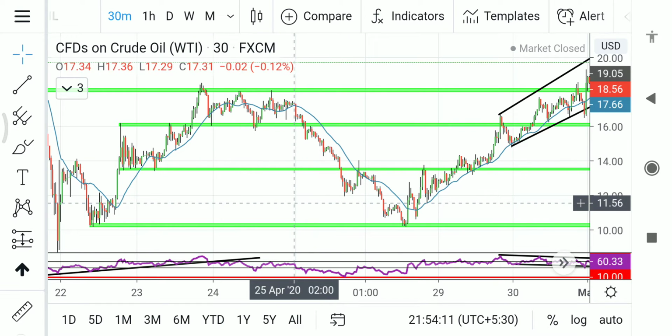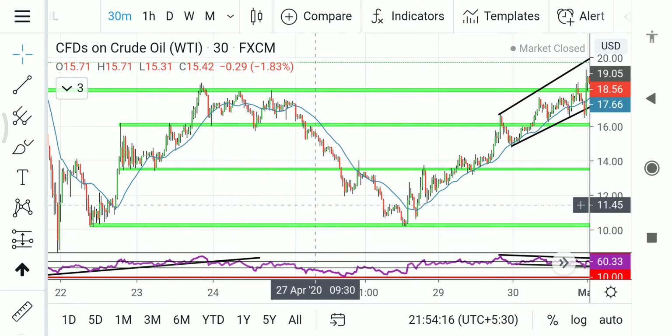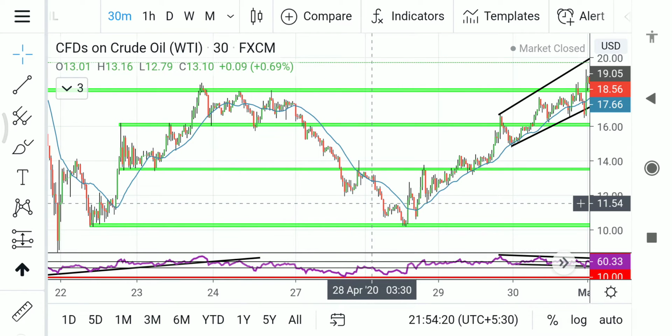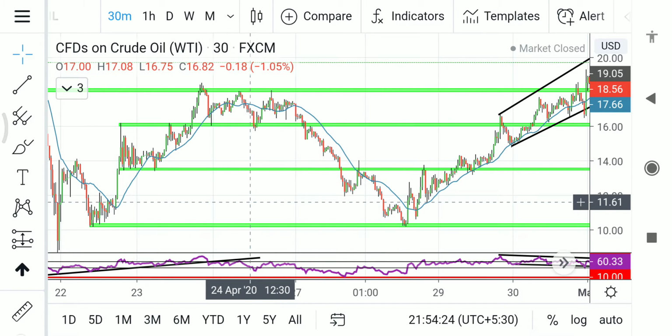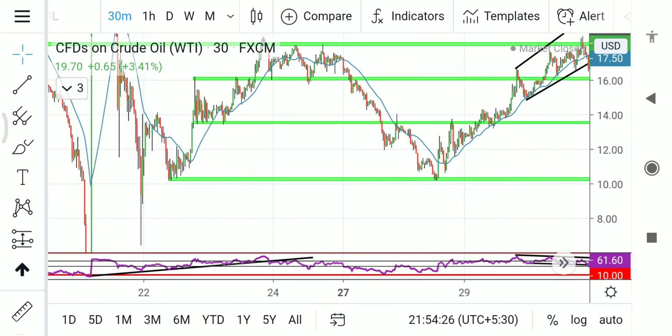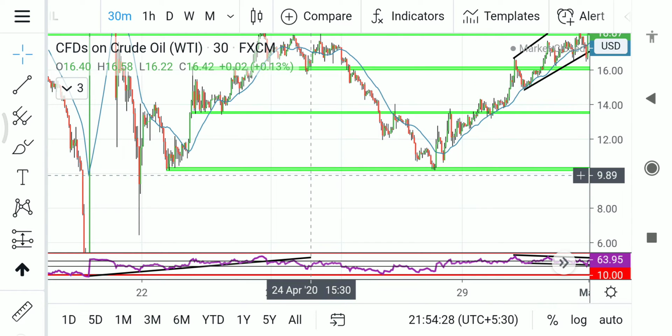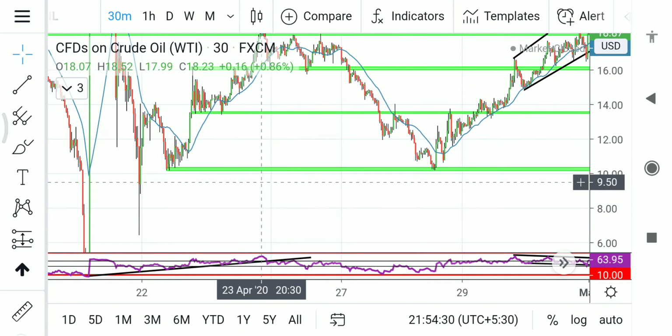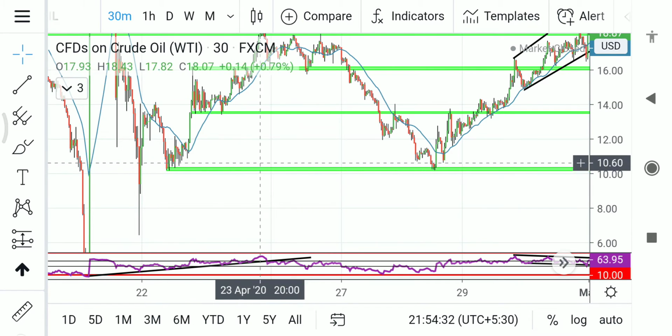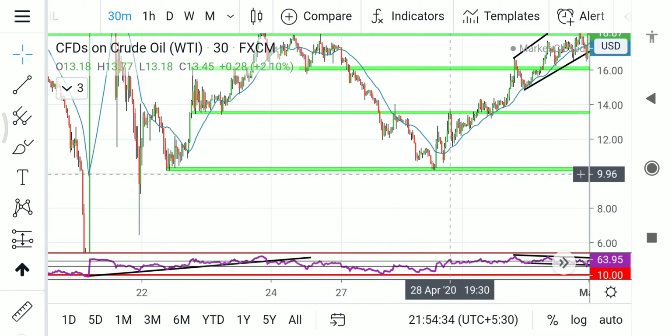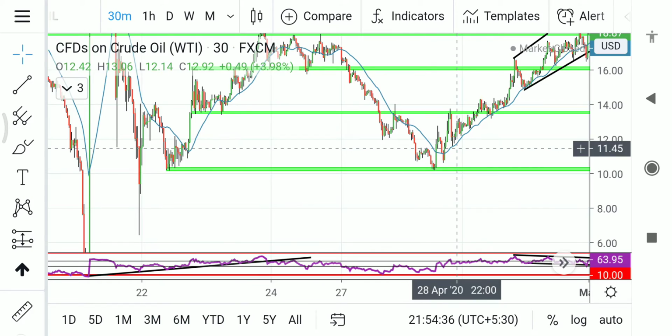On Monday, the fall started. From Monday it had fallen, and the fall continued until the next day, and I said support was around the $10 level and the $6 level. Actually, it took support exactly at the $10 level and just reversed from there.